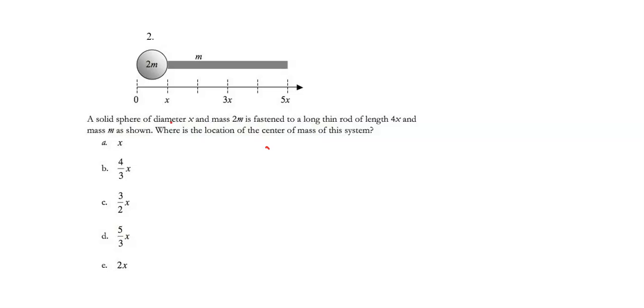So looking at this object, we have a solid sphere of diameter x. In our previous example, I said that they were essentially like point masses, so they don't have a diameter, no radius, essentially just some little point in space. Now we have a diameter.